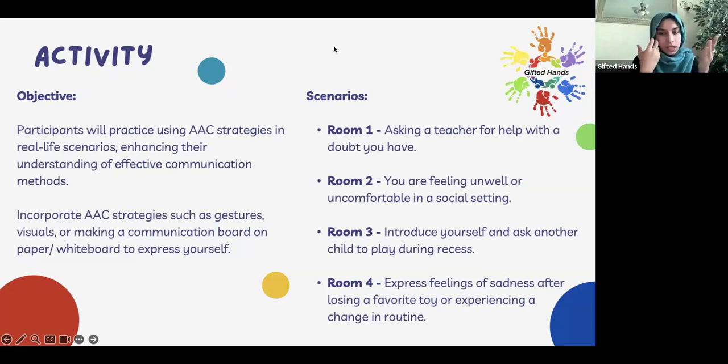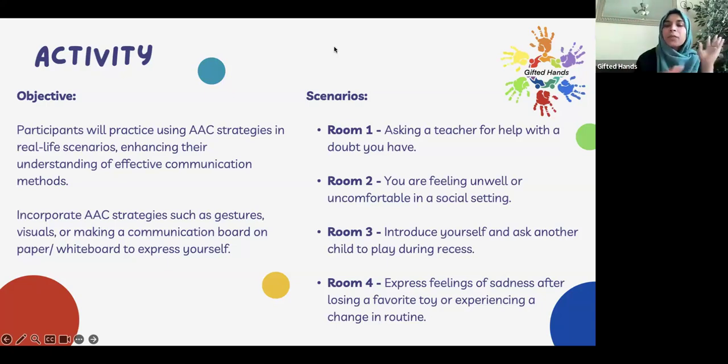Then we have room number three, which is introduce yourself and ask another child to play during recess. Independence, confidence, and friendship. This is what you will be able to achieve when you implement this in real life. For those who were in room number three.